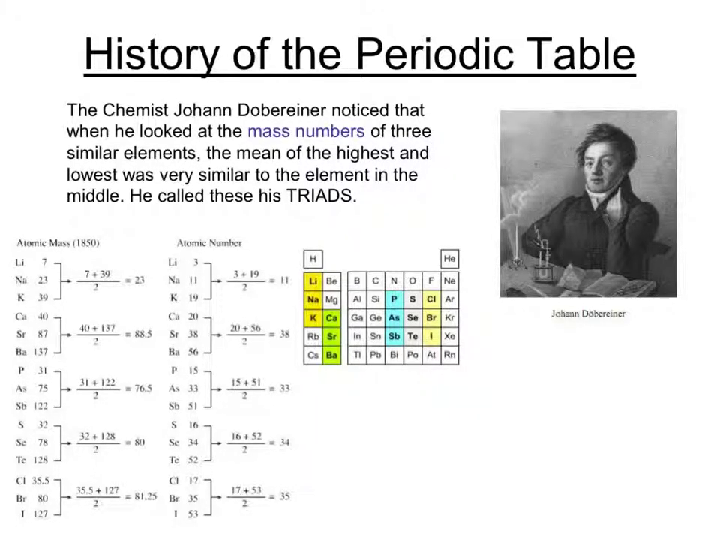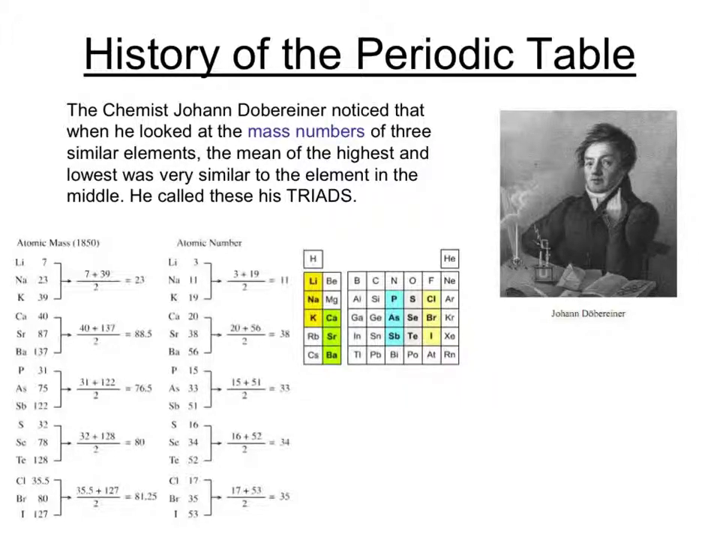The first significant work was done by Johann Dobereiner, and he noticed when he looked at the mass numbers of three similar elements, the mean or average of the highest and lowest was very, very similar to the element in the middle. He called these groups of three elements triads, and they're shown here on this version of the periodic table. Of course, he only knew about atomic mass, he didn't know anything at all about atomic number, didn't know about the structure inside the atom.